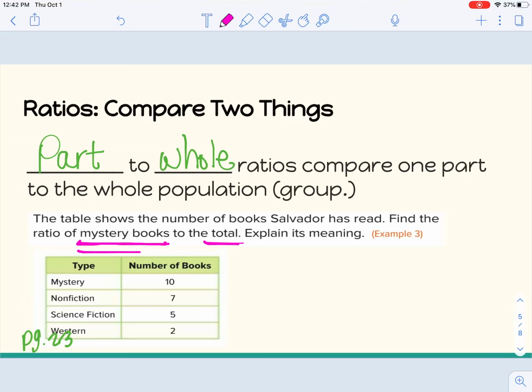So first, it talks about mystery books. I see that Salvador read 10 mystery books. So that's going to be the first part of my ratio. Then I need to find the total. 10, 17, 22. There are 24 total books. And I got that by adding them all up together.